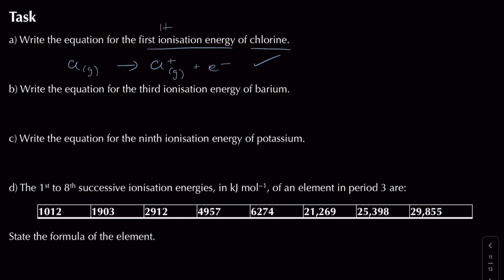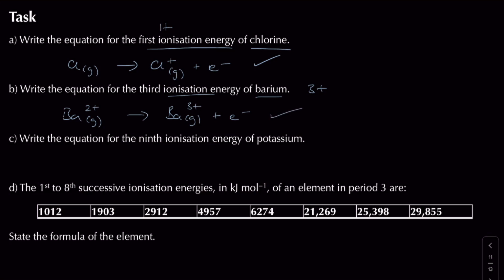Write the equation for the third ionization energy of barium. So we know we must end up with a charge of 3+. So we start off with our product, barium 3+, don't forget it's a gas, and an electron in this case, and that comes from barium. We've got to think now: take 1 off the charge and you end up with 2+, which is a gas as well. Don't forget the states. So look at the next one.